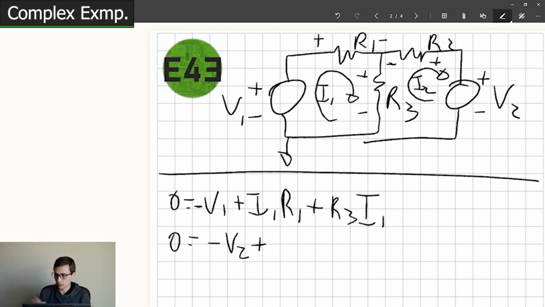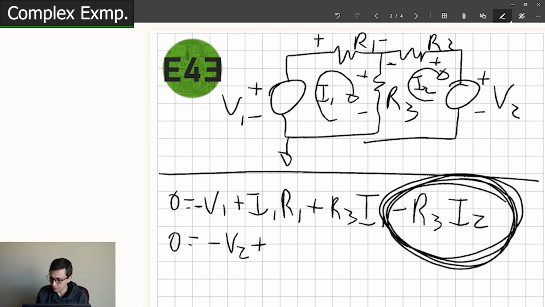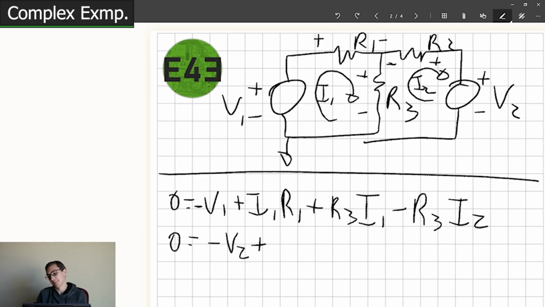looking at the sign, this is all relative to that current loop. So if that direction is negative, then the other two are positive. Oh, wait. I forgot one. Minus R3 I2. You cannot forget that. This is a critical piece. That is so important. Don't forget that. Because that is the link between these two current loops. So why is R3 negative when we're talking about I2?